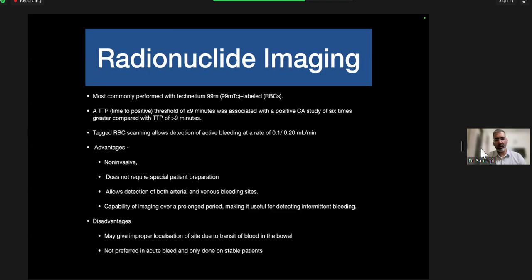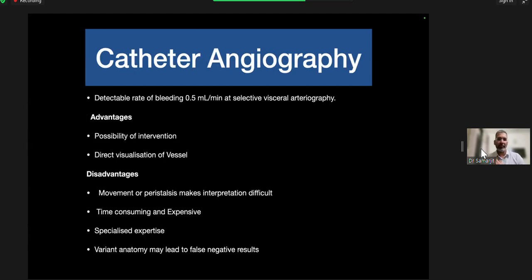Disadvantages are that if it bleeds, suppose, at point A, and because of peristalsis, by the time you're imaging it goes down, you can get an improper localization. And you can't really do it on unstable patients because it takes time to take out the RBCs, tag them, and the whole study takes about an hour.